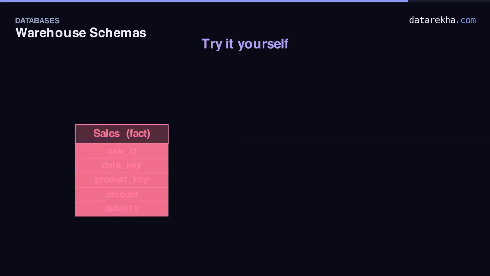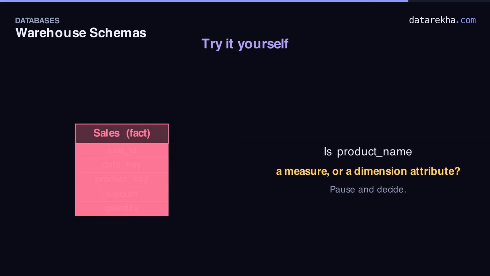Your turn. Here's a sales fact table carrying amount and quantity. Here's the question. If you wanted the product name in your report, is product name a measure that belongs in this fact table or a dimension attribute that belongs somewhere else? Pause and decide before I answer.